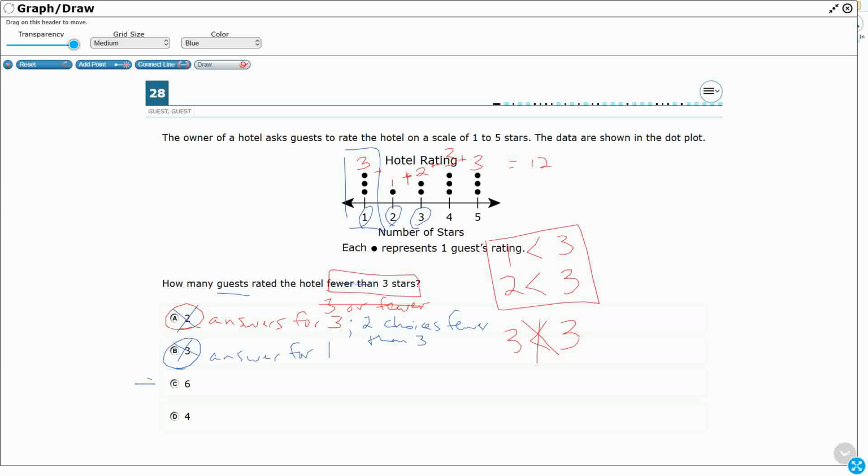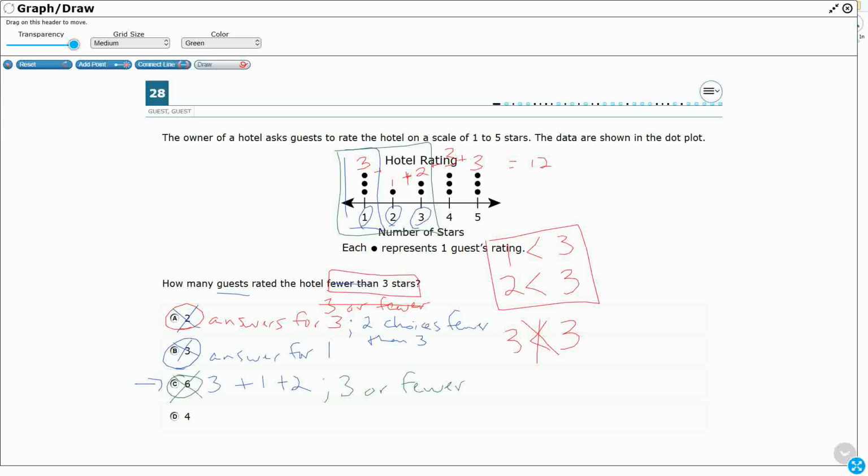Now this is the problem. 6. This is your 3 plus 1 plus 2. This brings in 3 or fewer, which is not what it reads. It reads fewer than 3. And so I am betting that a lot of students chose this 6, but this is incorrect.